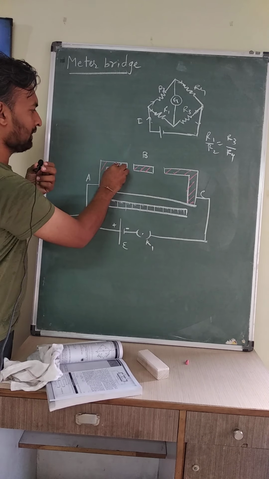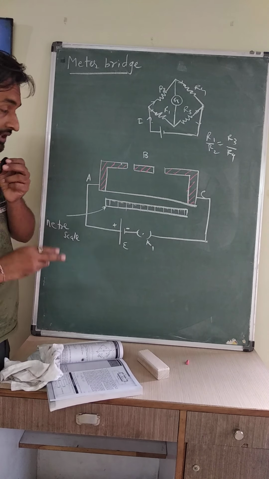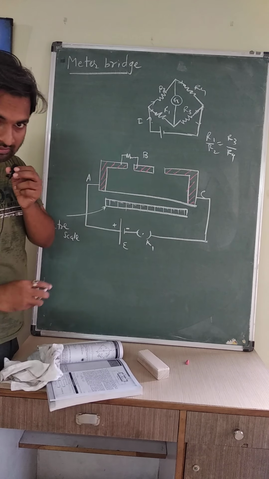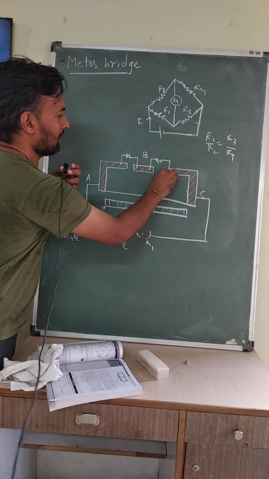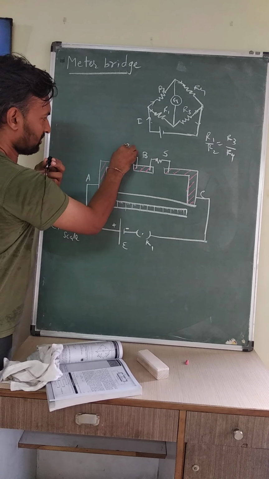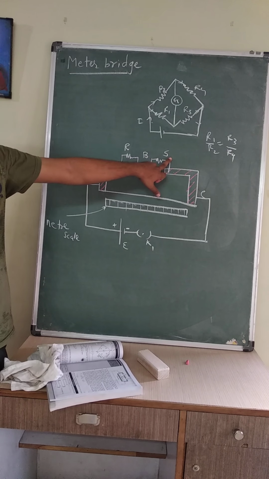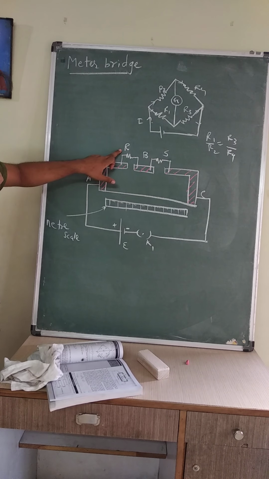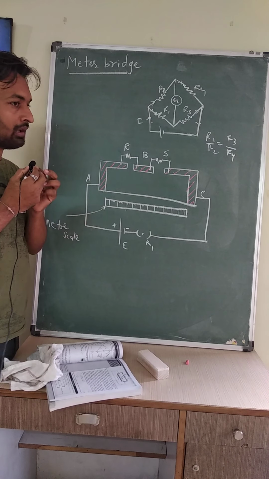Now between these metallic gaps, I am putting a resistance. In the same way, between both these points, I am keeping another resistance. Suppose this is a resistance S and this is a resistance R. So we have a value of known resistance S, or a standard resistance, and we have to find the value of resistance R.